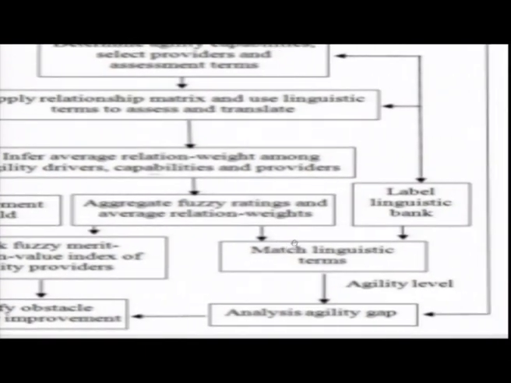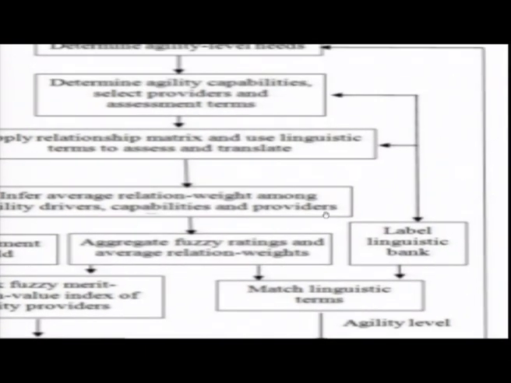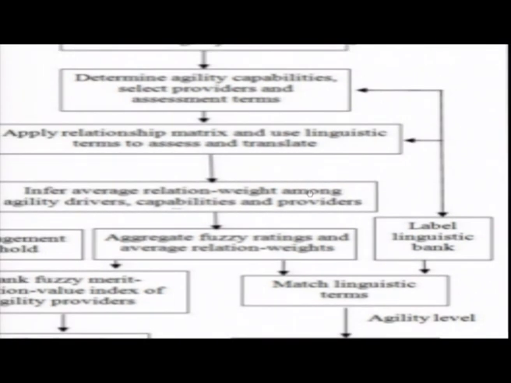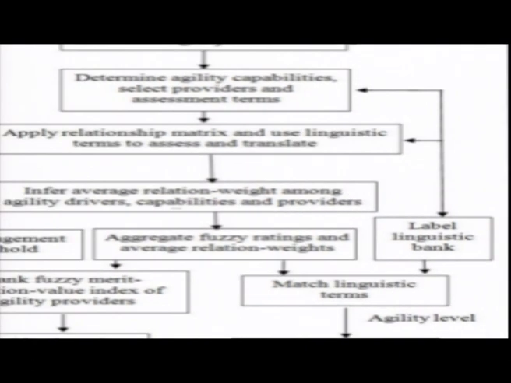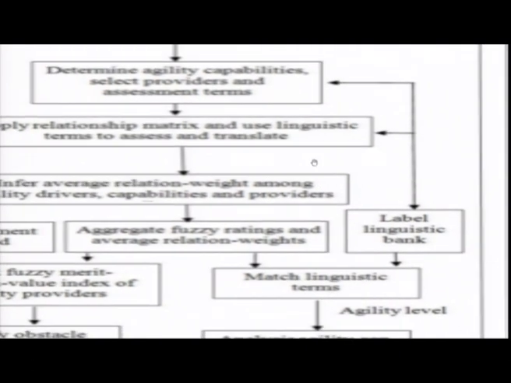As well, we are supposed to label the linguistic bank, and this labeling of the linguistic bank starts from determining the agility capabilities, and it exists even when we are applying the relationship matrix and when we are using the linguistic terms to assess and to translate. So this is what is available in this linguistic bank, so that we will be labeling it.